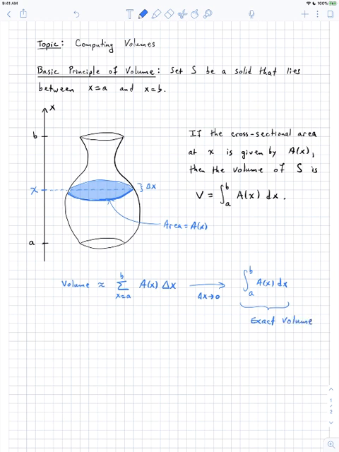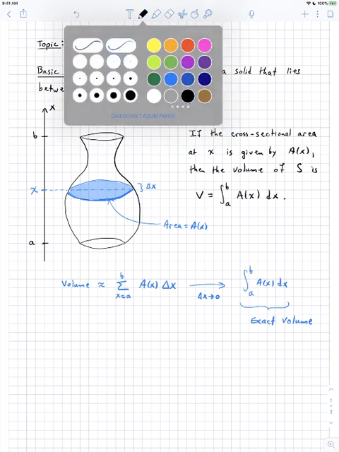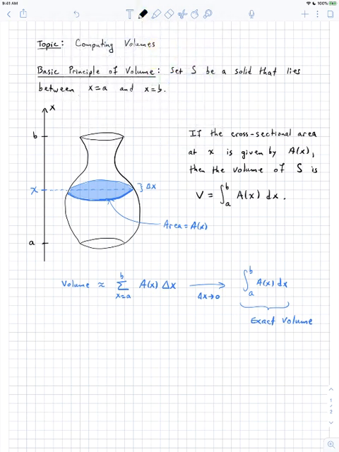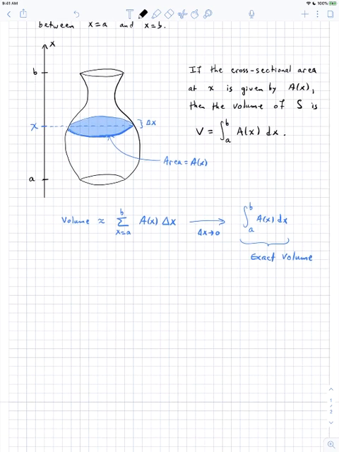That's why it's true. Now in this picture, we've drawn the vase sitting upright, just so that we could visually imagine a vase sitting there. But we could easily imagine that the vase was lying on its side, something like this. And we can imagine that the vase extends along the x-axis from x equals a here to x equals b here.